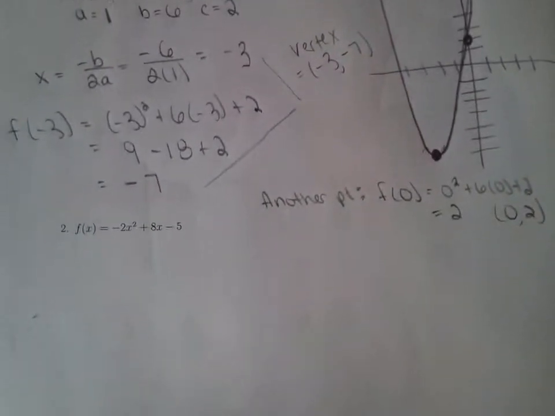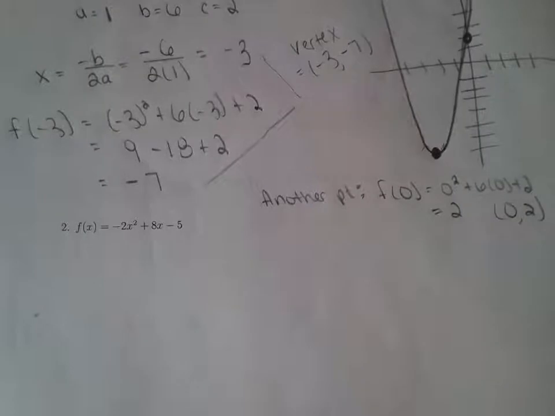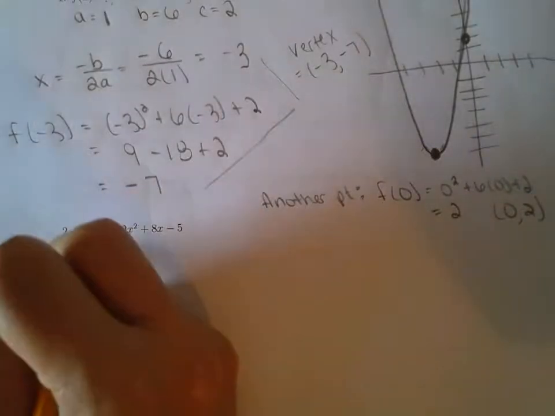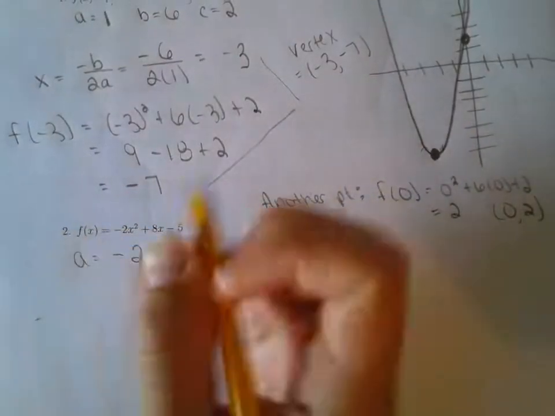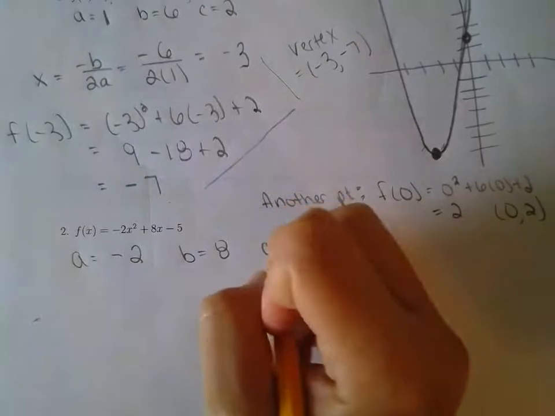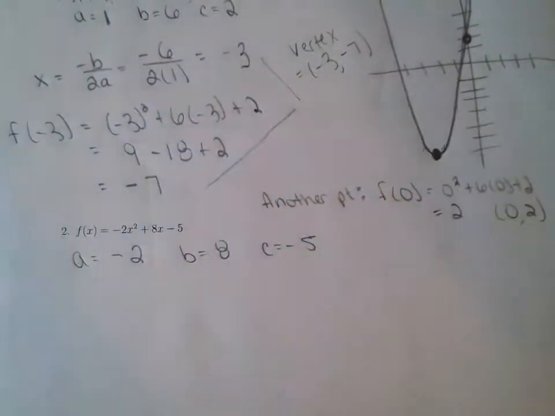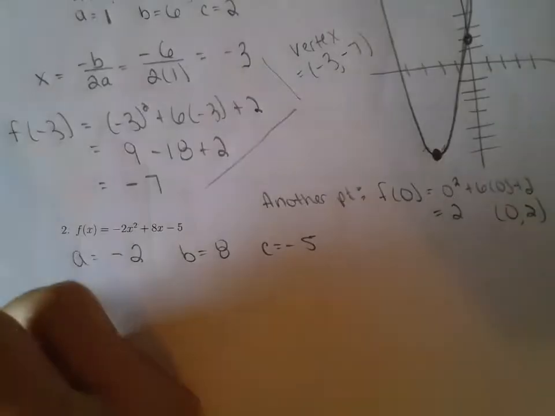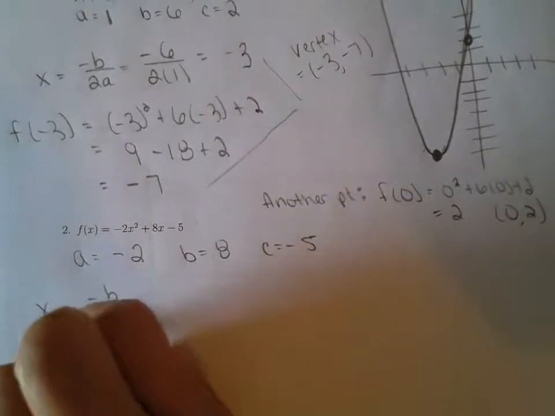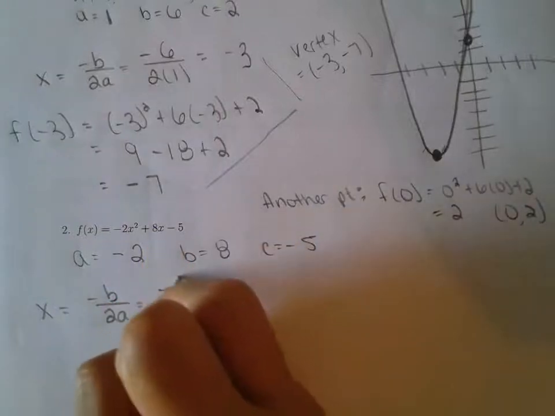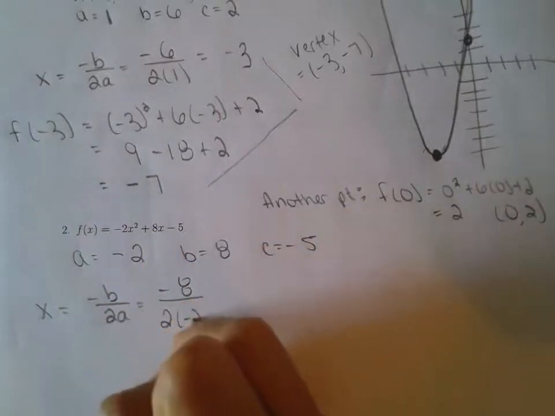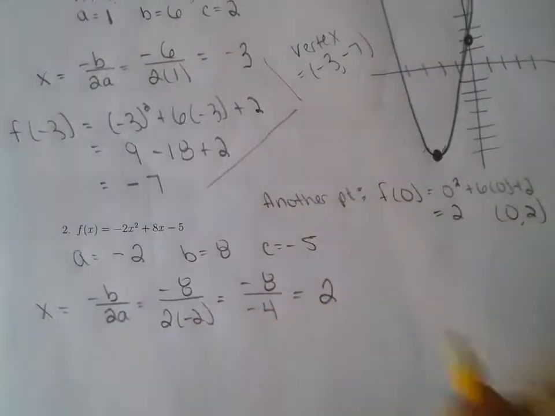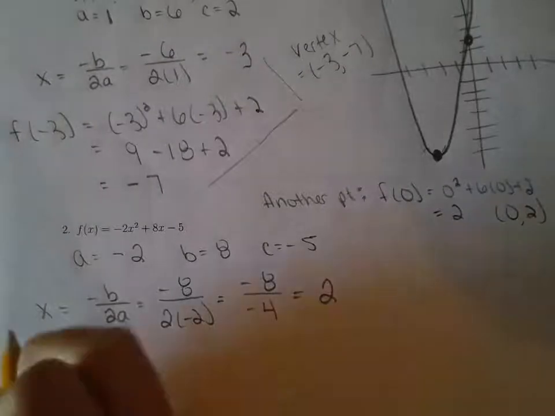It says f of x equals -2x squared plus 8x minus 5. Okay, so again, we're given general form, so let's go ahead and write our a, b, and c. Then we want to find the maximum or the vertex or minimum, whichever we have. So the x value of the vertex is -b over 2a. -b is -8 over 2 times a, which is -2. So that's -8 over -4, so positive 2.